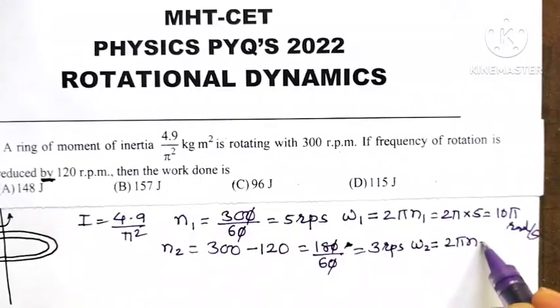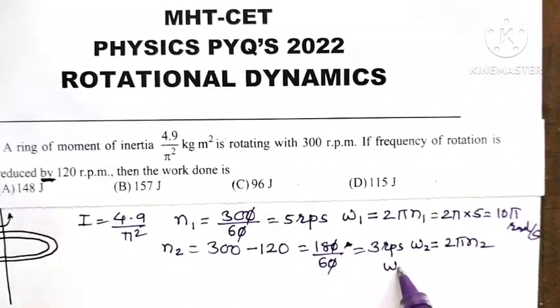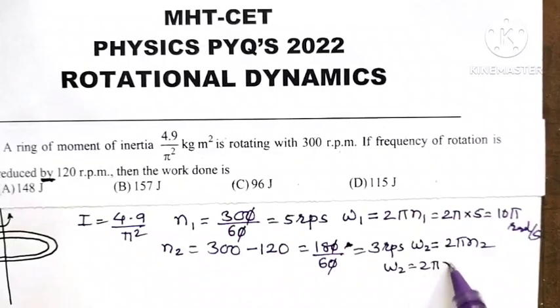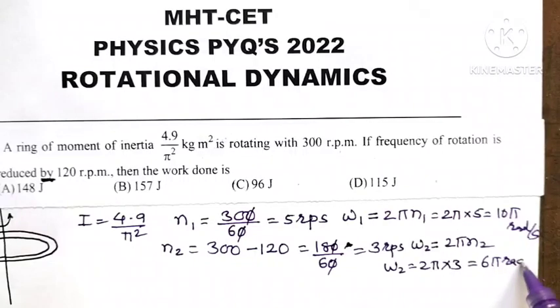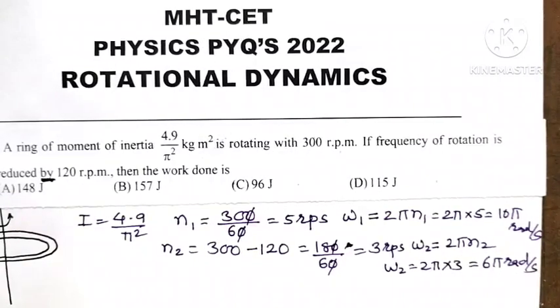And that's why the final angular speed omega 2 is equal to 2 pi n2. So omega 2 is equal to 2 pi into 3. So omega 2 equal to 6 pi radian per second.